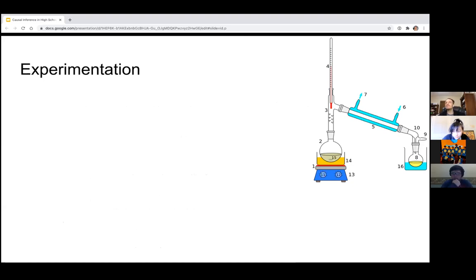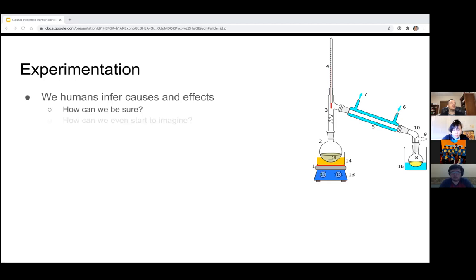Experimentation. Oh, 6:17 already. I've got to go a little faster. Slide away on slide 7. Okay, so we as humans do this instinctively. We try to infer causes when we see some phenomena, right? But how can we be sure? How do we even start to imagine what causes might have been at play? When do we start thinking about these things?